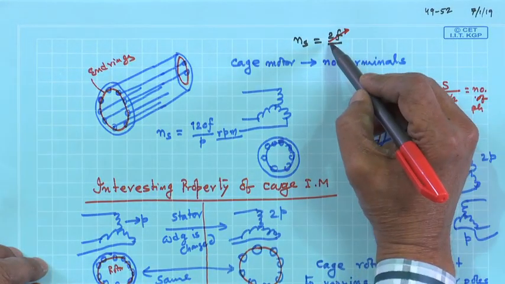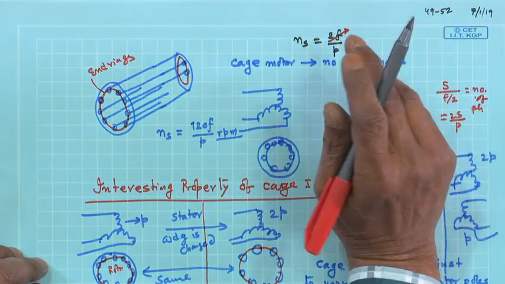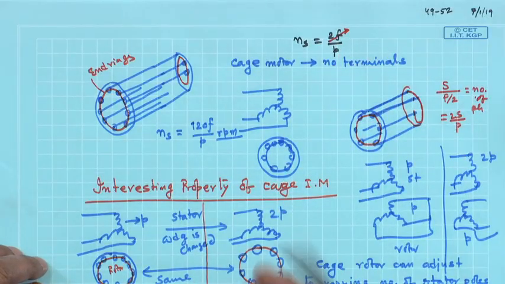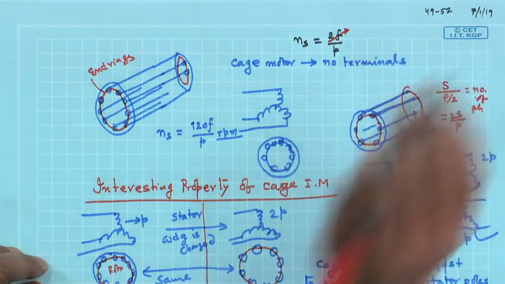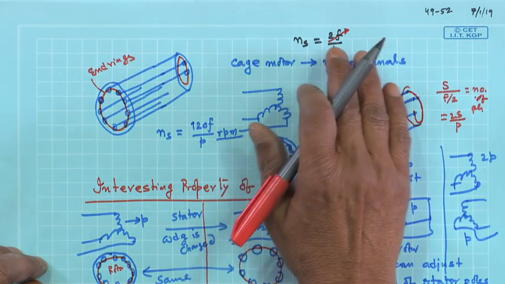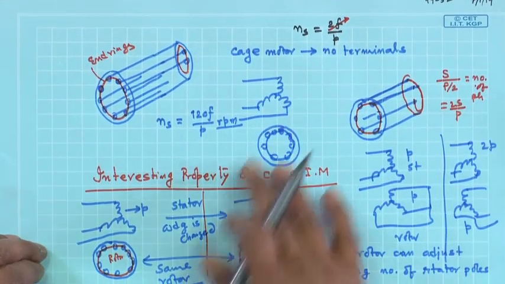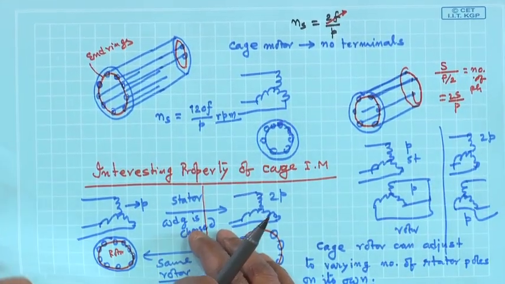So, supply frequency I will vary, p I will not touch, cage induction motor or slip ring induction motor, I do not care, p I will not touch, supply frequency I will vary. We will discuss these things a little later, but this is what I wanted to tell about the cage induction motor.